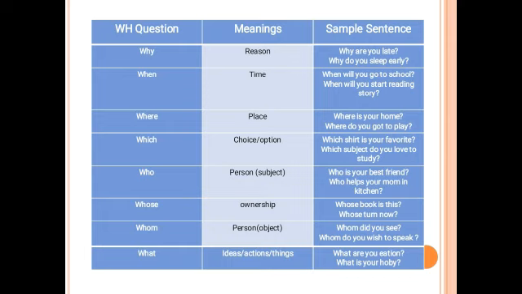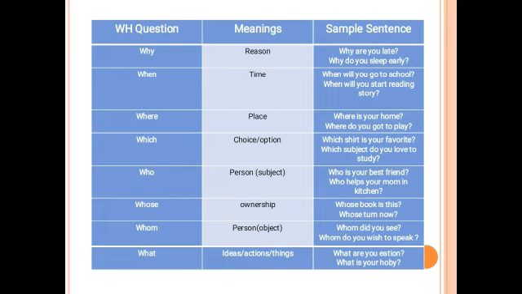Again, in these two sentences, we are asking about a specific place, specific location, specific area where somebody's home is located. In the next sentence, we are asking about the place where somebody goes to play something. It could be any kind of match or any other game.